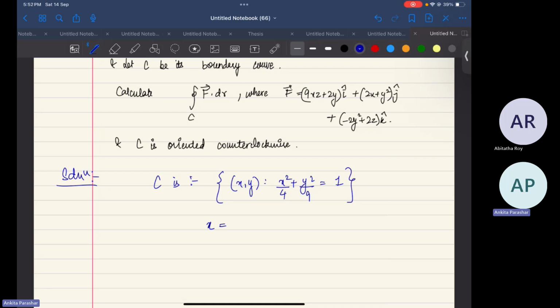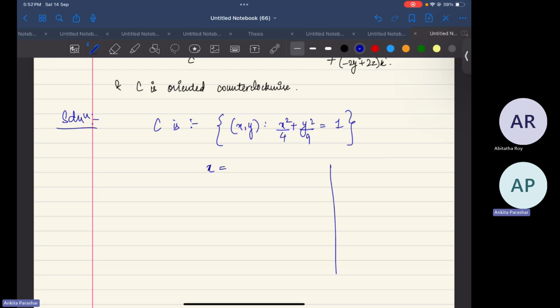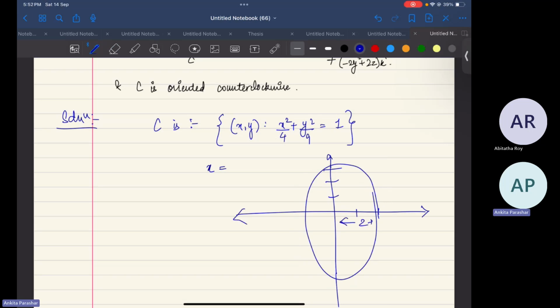Here you have to be a bit smart in order to write these coordinates. x square by 4 plus y square by 9 turns out to be 1. You know that x has to be chosen in terms of cos, right? Let me just write for the moment. If you have an ellipse, then you are writing 2 and then 3. Not drawing it perfectly, but something like this. This is what our ellipse looks like. This part is 2 and this part is 3.